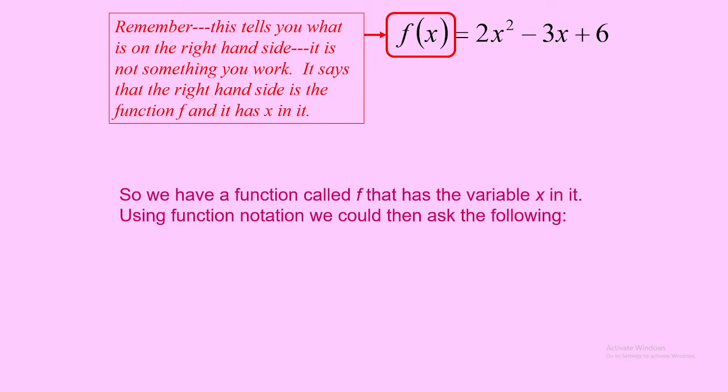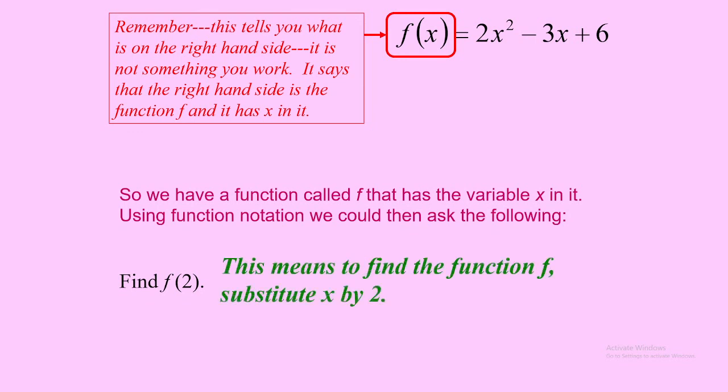So, if we have this function notation, then I can simply find the value of the function where x is equal to 2. This means that to find the function f, you substitute x by 2. Therefore, the x here becomes the number 2 because it is given here. What if it's the number 3? Then this will become the number 3.